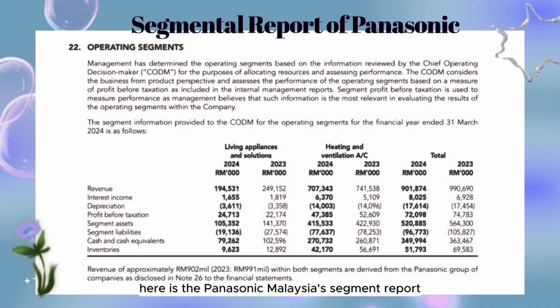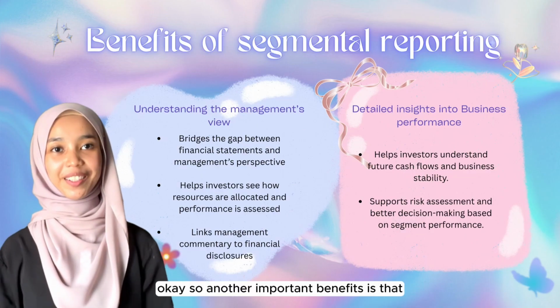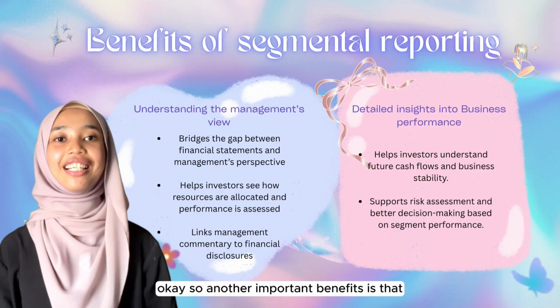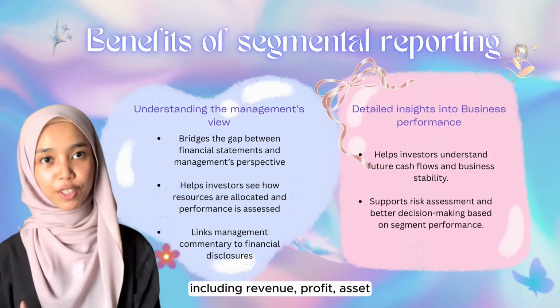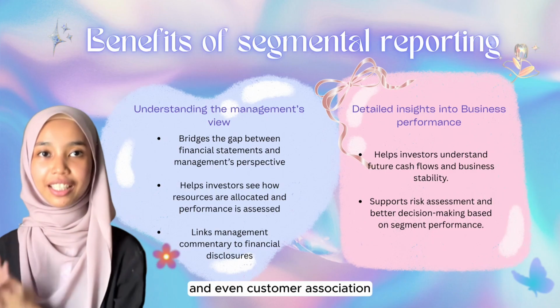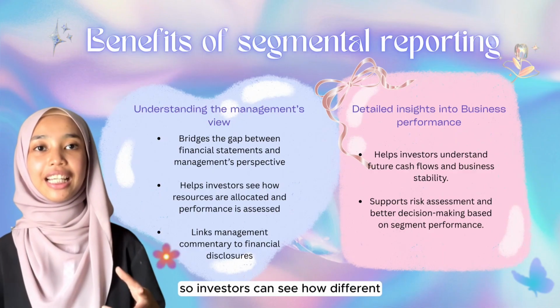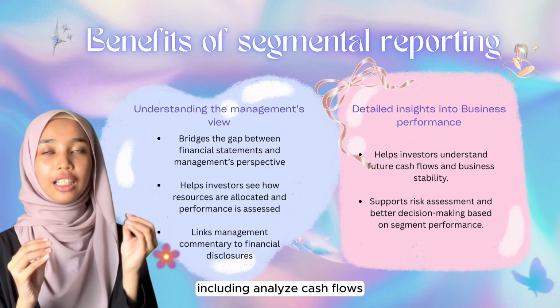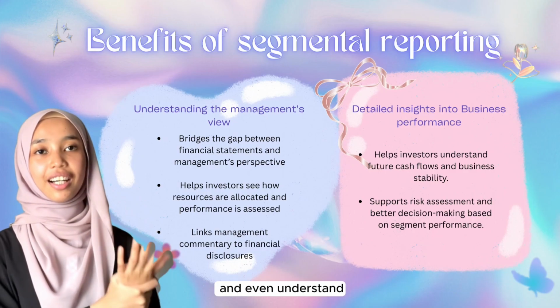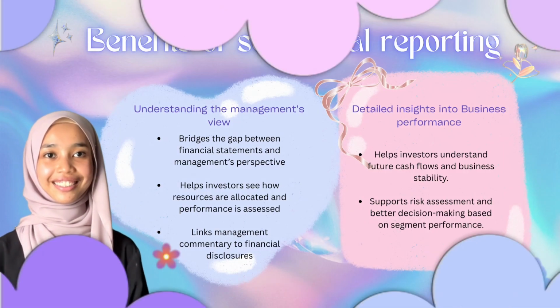Okay, so here's the example. Here is the Panasonic Malaysia segment report that shows separate financial data for divisions like living appliances and solutions, heating and ventilation, and air conditioning. Okay, so another important benefit is that segment reports provide detailed insight into key operations, including revenue, profit, assets, and even customer concentration. So investors can see how each business unit performs, including analyzing future cash flow and even understanding the risks and opportunities.